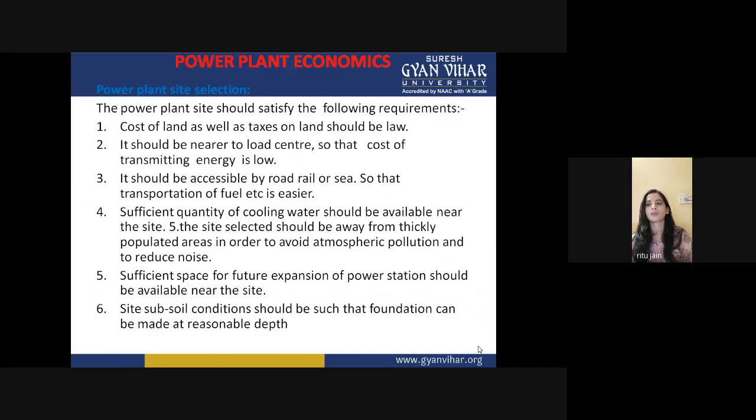Sufficient quantity of cooling water should be available near the site. The site should be away from thickly populated areas in order to avoid atmospheric pollution and to reduce noise. Next, sufficient space for future expansion of the power station should be available near the site. Site subsoil conditions should be such that the foundation can be made at reasonable depth.